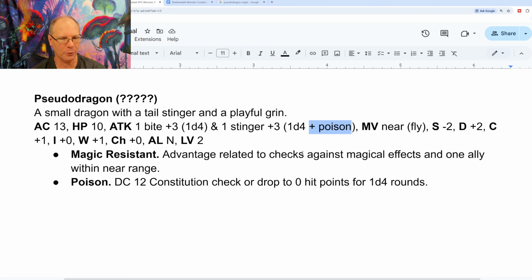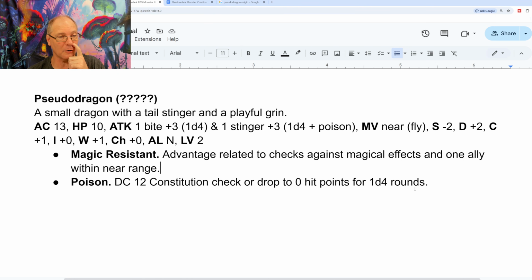And I thought, well, the poison effect is quite significant. It is a hard thing to navigate when you start applying poison effects, particularly in Shadowdark, because they can be quite horrible. So here we go, poison. And I have used the same poison effect as other creatures within Shadowdark. I've used the same parameters for this. So it's a DC 12 Constitution check or drop to 0 hit points for 1d4 rounds.